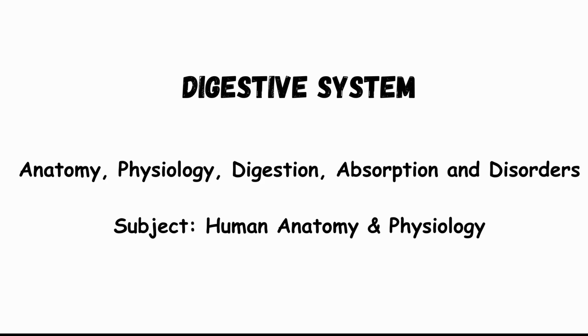In this presentation, we will cover four major areas. First, the anatomy and physiology of the gastrointestinal tract, also called the GIT. Second, the accessory digestive glands and their functions. Third, the process of digestion and absorption of nutrients. And finally, we will briefly define some common disorders of the gastrointestinal tract. By the end of this presentation, you should have a clear understanding of how the digestive system functions and why it is essential for maintaining life.